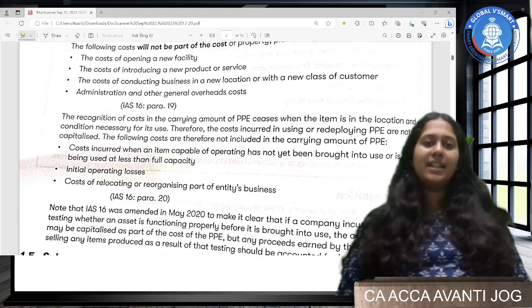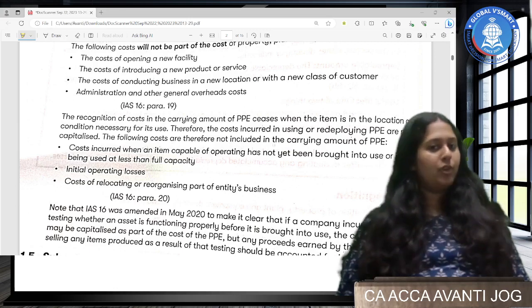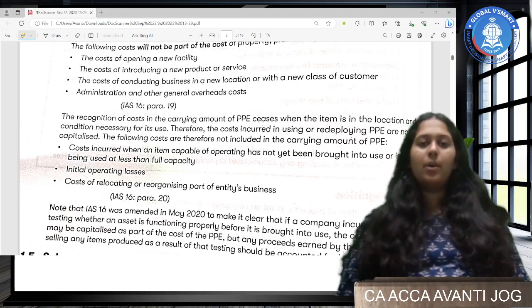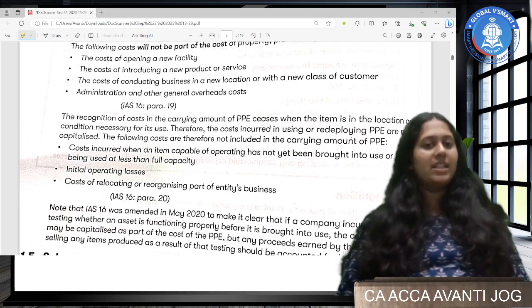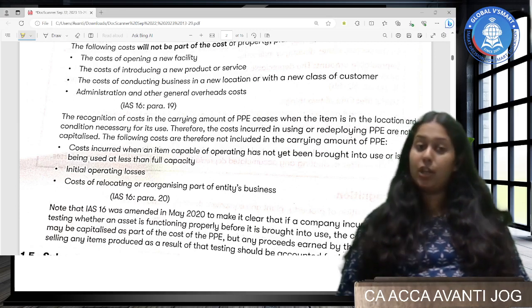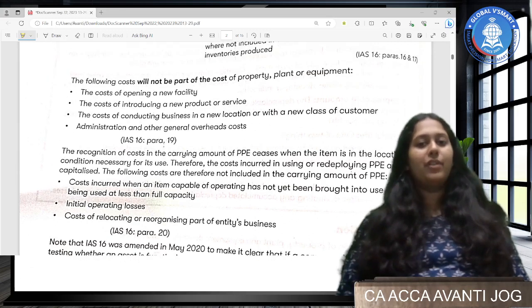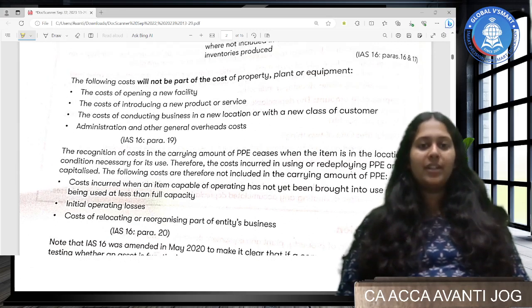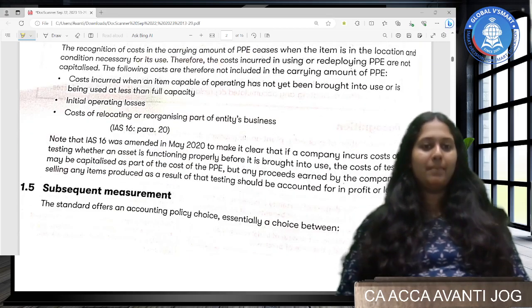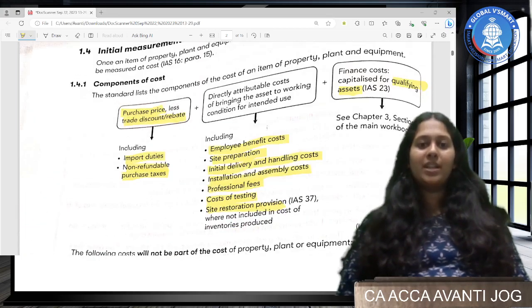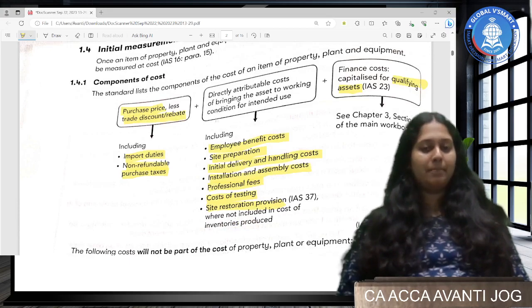So the following costs are therefore not included: costs incurred when an item capable of operating has not been put into use or is at less than full capacity, initial operating losses, and costs of relocating. So if you see any of these costs, they are not capitalized into the value of the PPE. The above costs are only included in the value of the PPE.